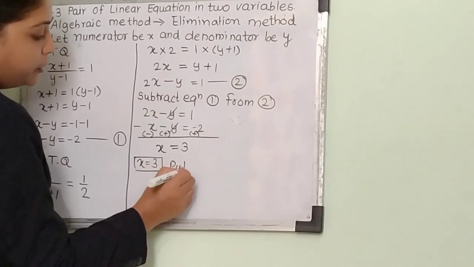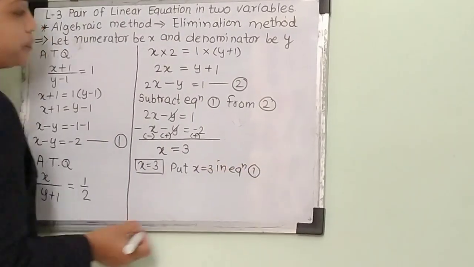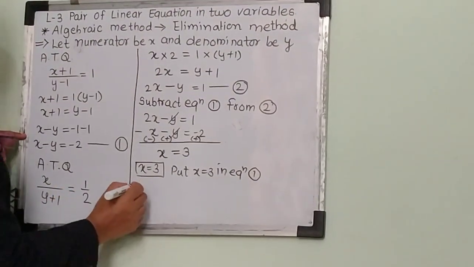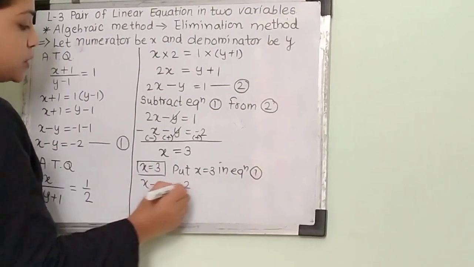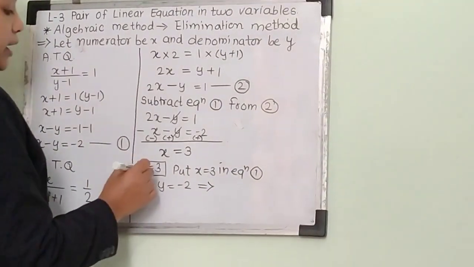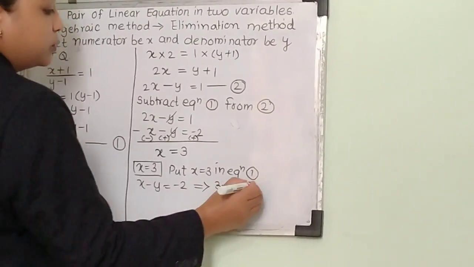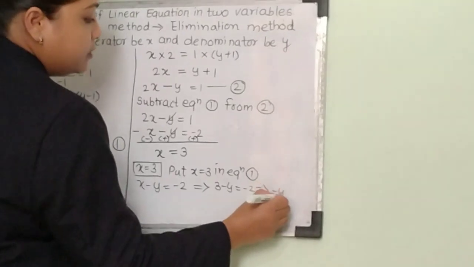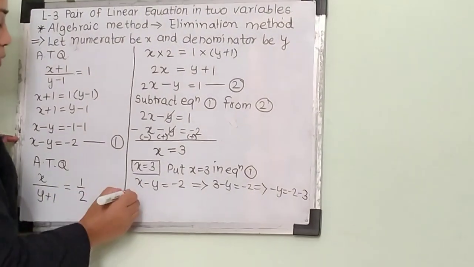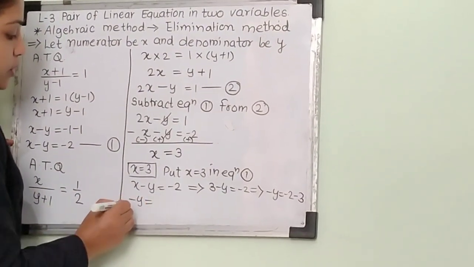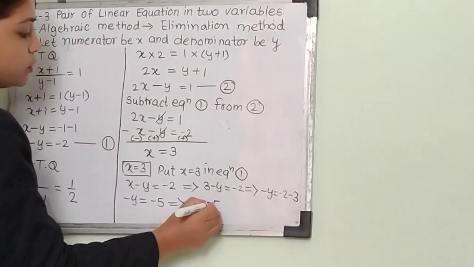Now we have to put x equals 3 in equation 1. So my first equation is x minus y equals minus 2. I substitute this in equation 1. It will get 3 minus y equals minus 2. It implies that minus y equals minus 2 minus 3. So here we get minus y equals minus 5, which implies that y equals 5.